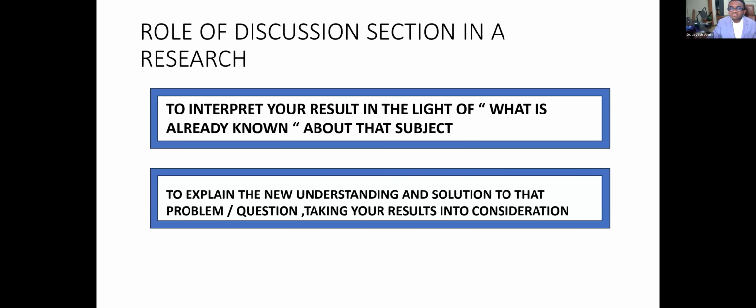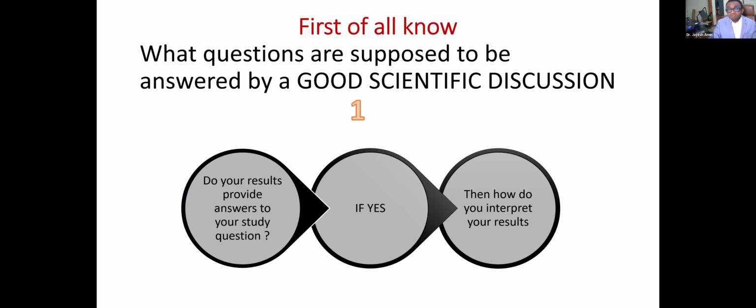So the first thing, the role of the discussion section in research is to interpret your results in the light of what is already known. There are a lot of papers which were already published, so you need to write out what is already known and explain the new understanding and solution, whether what you are discussing really pertains to the problem. During your research, what exactly new thing did you find out? That is what you write down in your discussion.